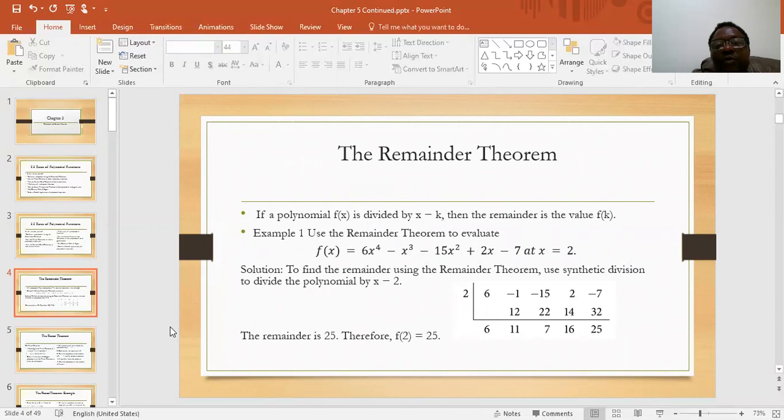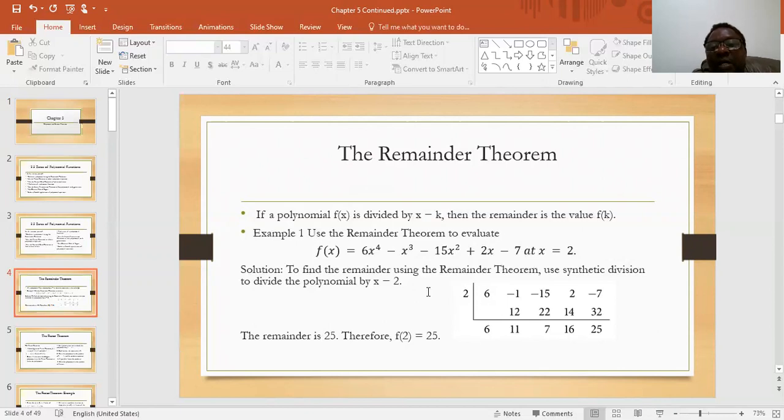The remainder theorem says that if we divide a polynomial by the expression x minus k, then the remainder is the value of f of k. So use the remainder theorem to evaluate the polynomial function f of x equals x^4 minus x^3 minus 15x^2 plus 2x minus 7 at x equals 2. We can solve this using the division rule, the synthetic division.